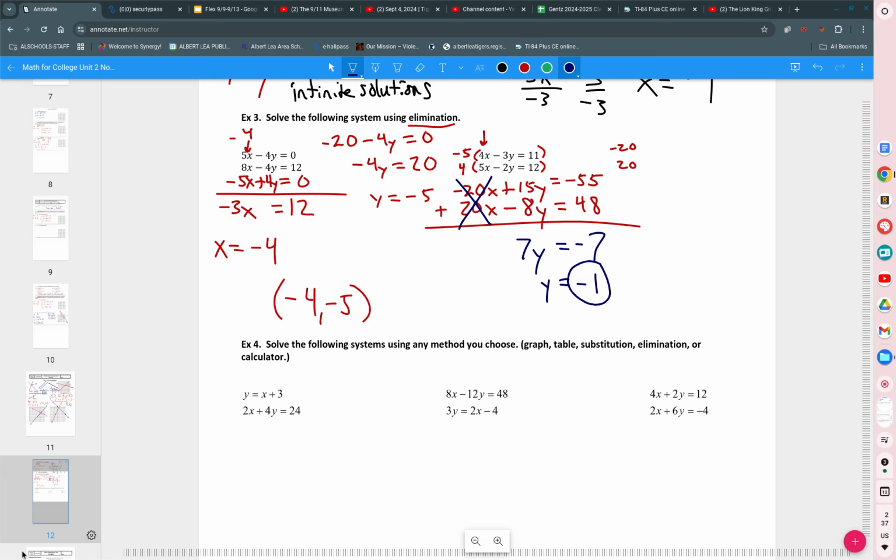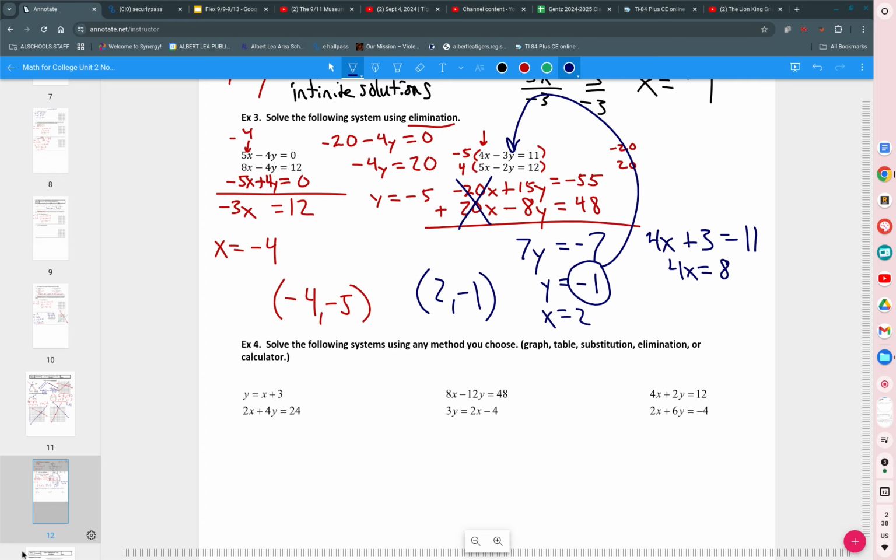We're not done. We have to take that -1 and drop it back in. So I have 4x plus 3. When I take -3 times -1, I get +3 is 11. So 4x is equal to 8, or x is 2. And therefore my coordinate is (2, -1).